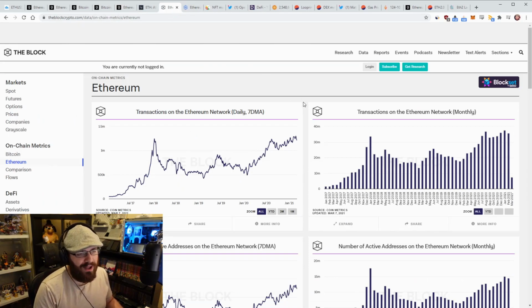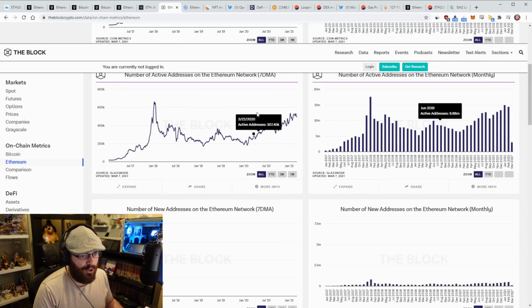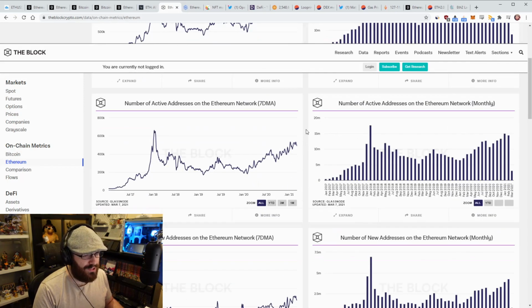So The Block has a bunch of different metrics, and I want to go over an overview of what they have here. This is cool because a lot of this data is normally behind a paywall, but The Block is offering it to people for free. You can see metrics like the transactions on the Ethereum network, but that sort of stuff is usually given for free.